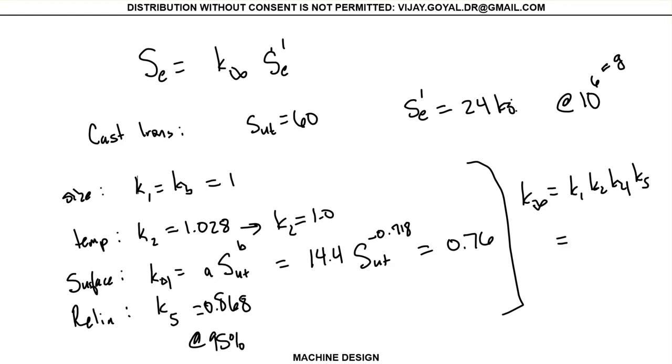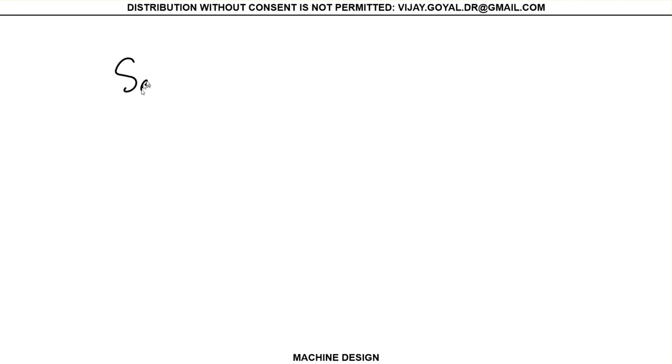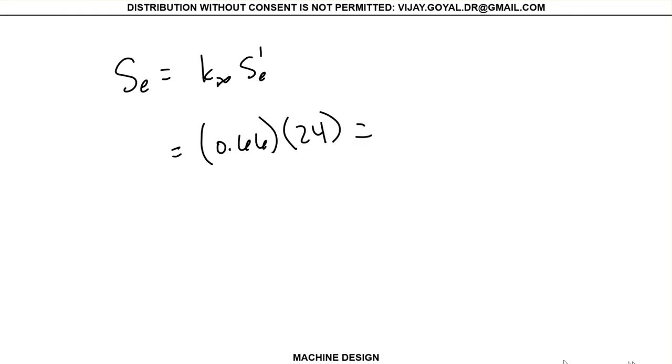If you multiply all these loads, I get a value of 0.660952. So now your Se will be K infinite times Se prime, and this has a value of 0.66. This has a value of 24. So you actually get your final value of the endurance limit at 86 KSI.